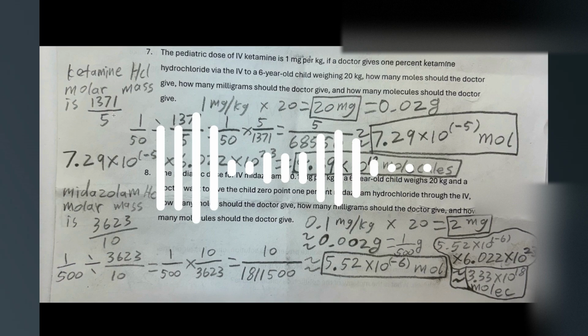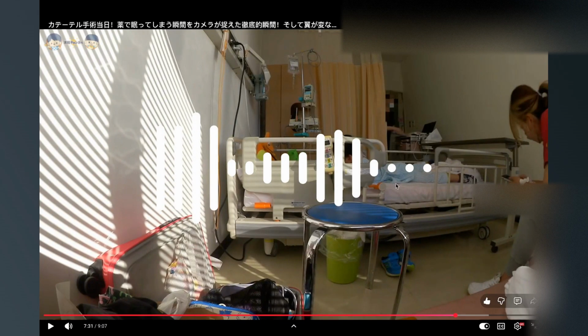So to calculate how many moles they're giving to this child, all we need to do is divide 0.02, which is 1 over 50, by 1371 over 5. And this is very easy, because dividing by a number is the same as multiplying by its reciprocal. So this is 1 over 50 times 5 over 1371, which is 5 over this number, which equals this. So they're giving this many moles to this child.